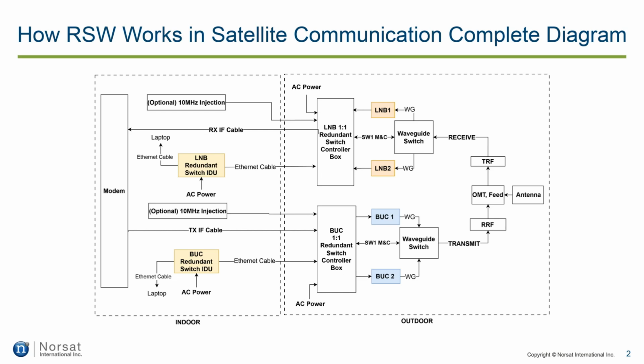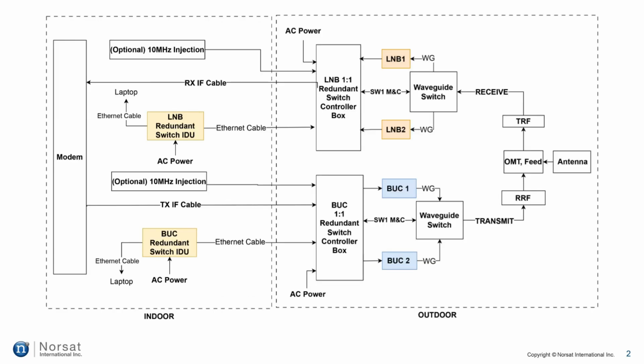This diagram provides a step-by-step flow of signals from right to left, showing how we ensure signal receiving and transmission in a satellite communication system. Let's first examine how the system handles incoming signals. The incoming RF signal is captured by the antenna and directed through the OMT, orthomode transducer, feed. It then passes through the TRF, transmit-receive filter, which removes interference signals.